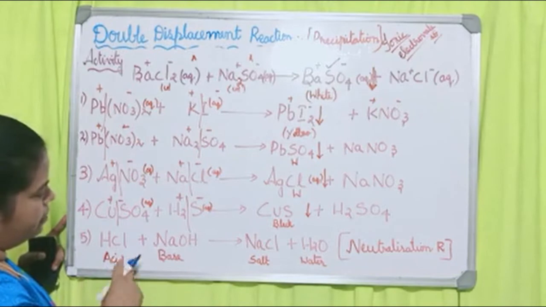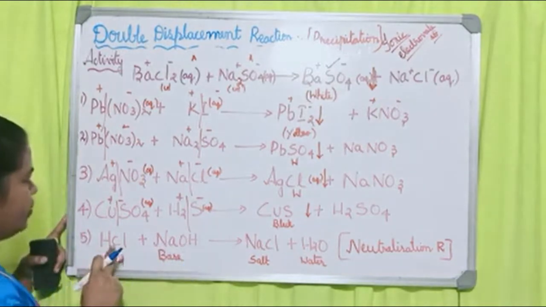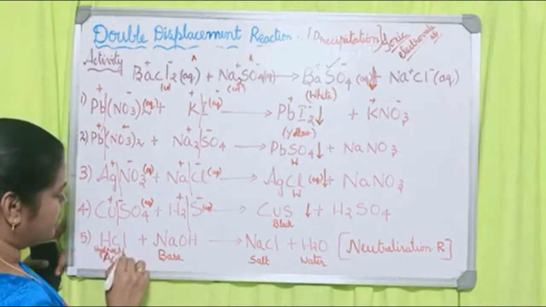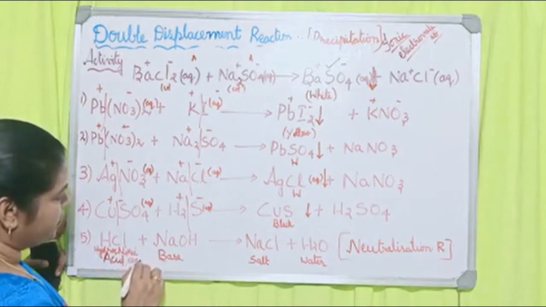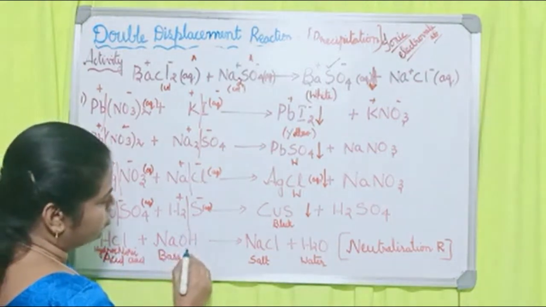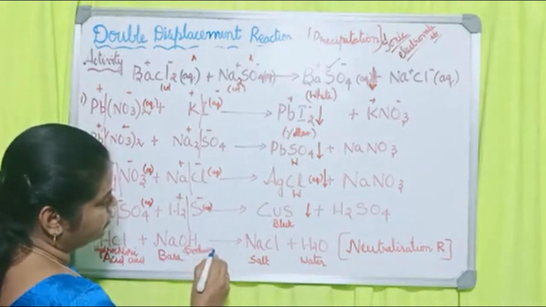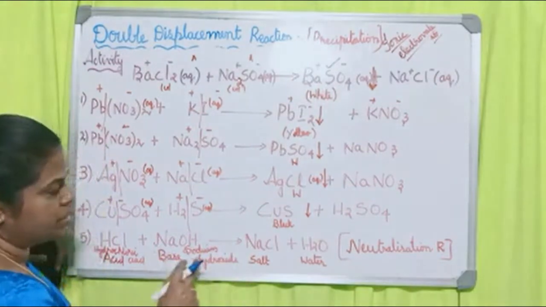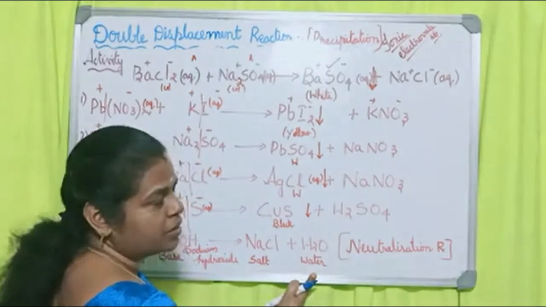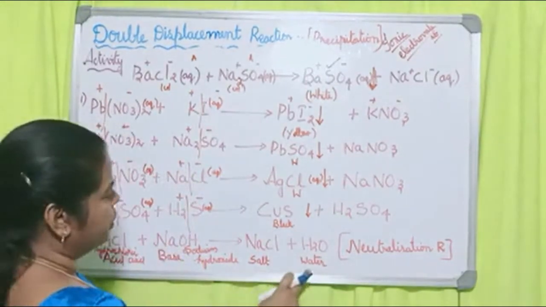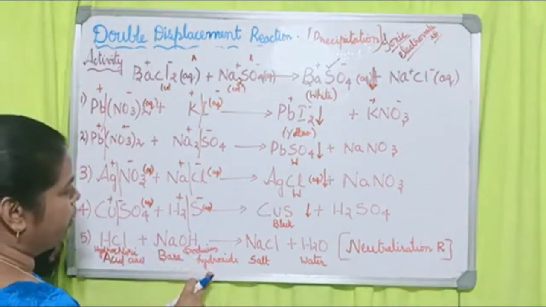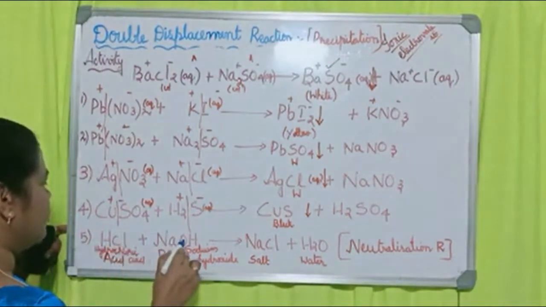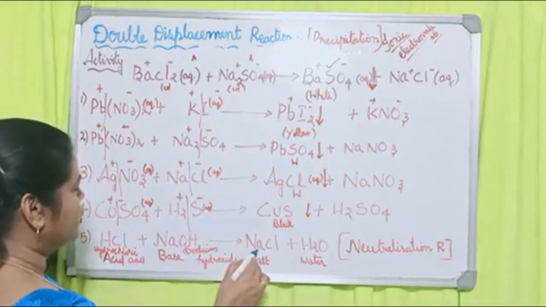HCl is an acid and NaOH is a base. HCl is hydrochloric acid, plus NaOH, sodium hydroxide. This is a base. When you combine these two things, acid plus base gives salt plus water. This is a formula: acid plus base gives salt plus water. So now hydrochloric acid plus sodium hydroxide we have taken. In the same way, the sodium goes and combines with the chlorine, the H combines with the OH to form water, and salt will be formed.